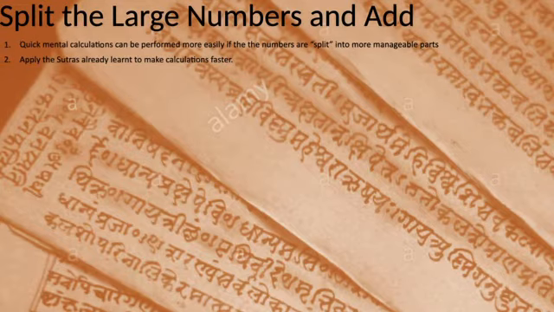We can do addition of large numbers mentally when we split them up into small manageable parts and easily add them up. We'll be using the previously learned sutras to add them up, which will make it a faster calculation. So let's look at examples.